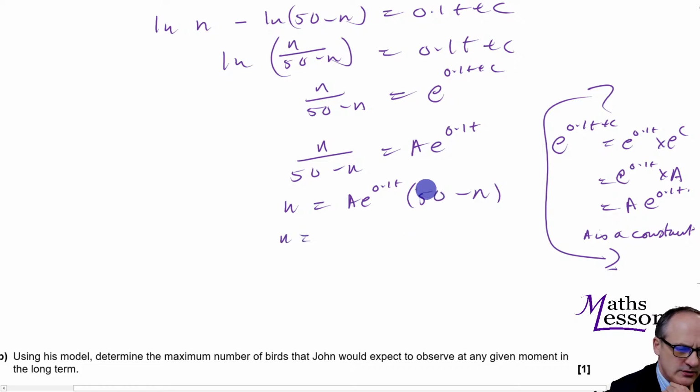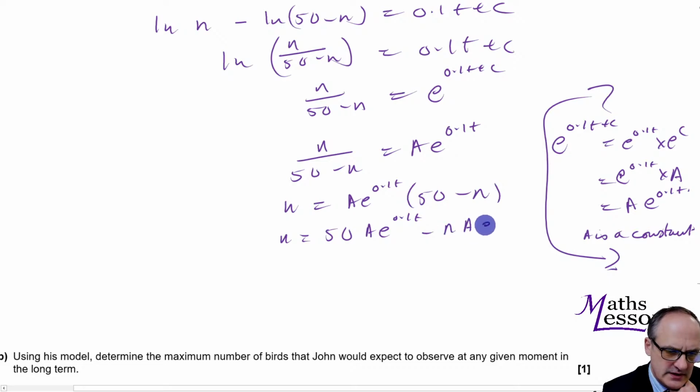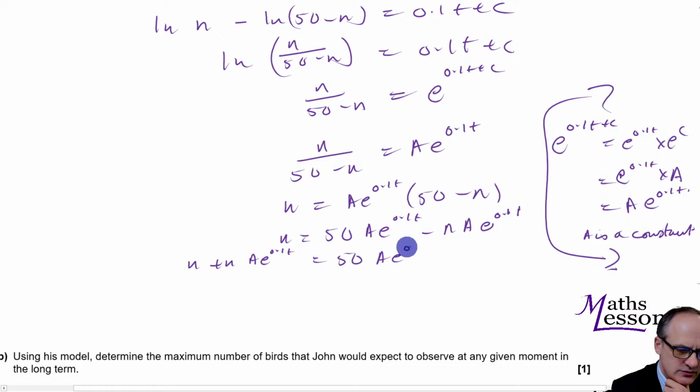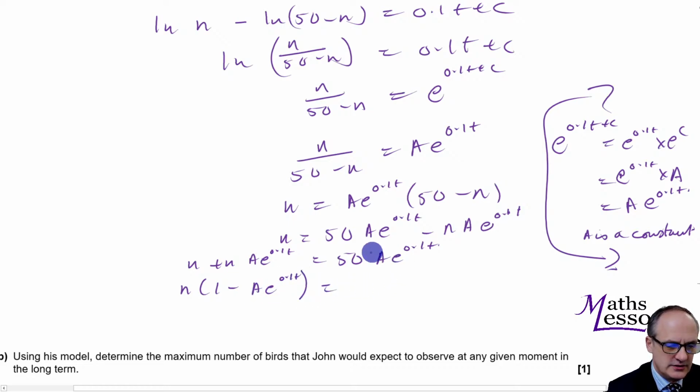So n will equal 50 lots of a e to the 0.1t. We're starting to see some familiar things come through. Minus n a e to the 0.1t. Get all the n's on the same side, so I've got n plus n a e to the 0.1t equals 50 a e to the 0.1t. Let's factorise this and get n out as a factor: n times (1 plus a e to the 0.1t) equals 50 a e to the 0.1t.